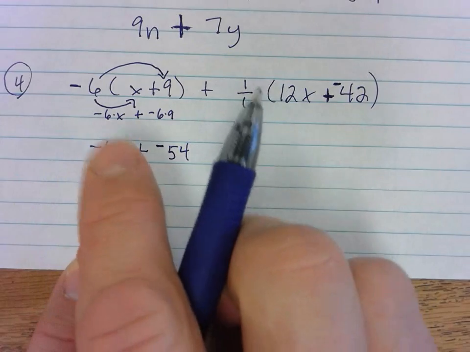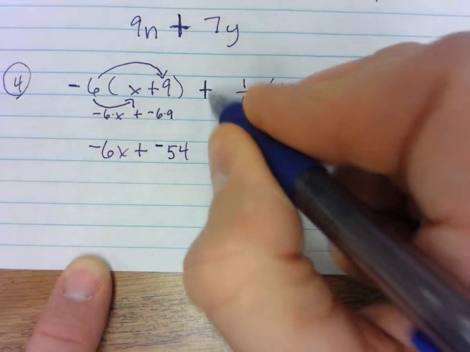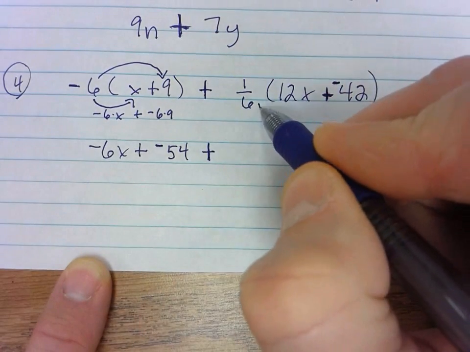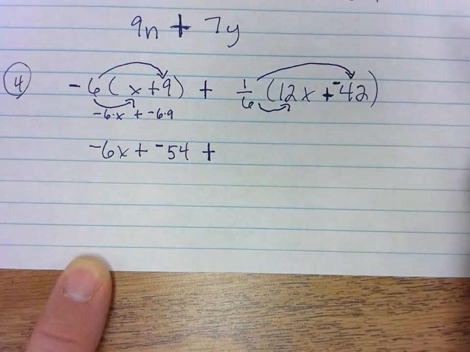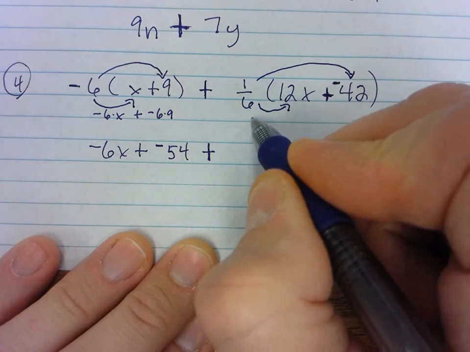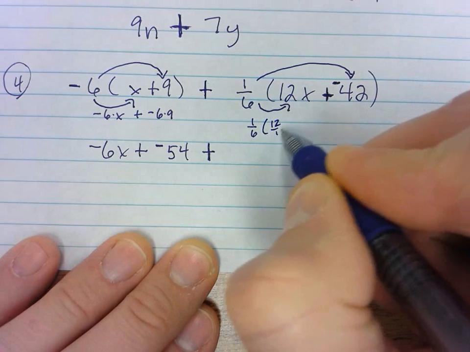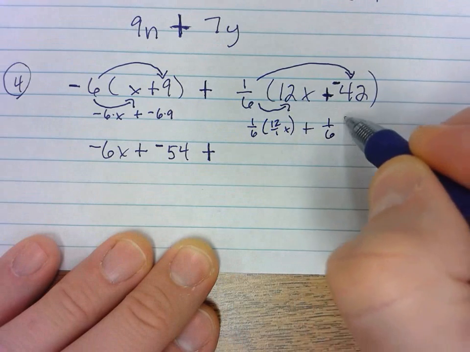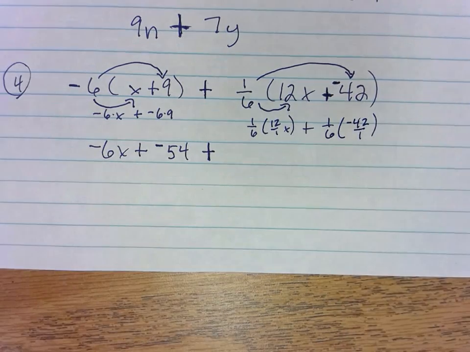All right, so we got that side done. -6 times x is -6x. -6 times 9 is -54. I'm just going to copy down that plus symbol right there. Now I'm going to distribute to 1/6: 1/6 of 12x and 1/6 of -42. So that would be 1/6 times 12 over 1x plus 1/6 times -42 over 1. Okay, so you can see what I got written there.